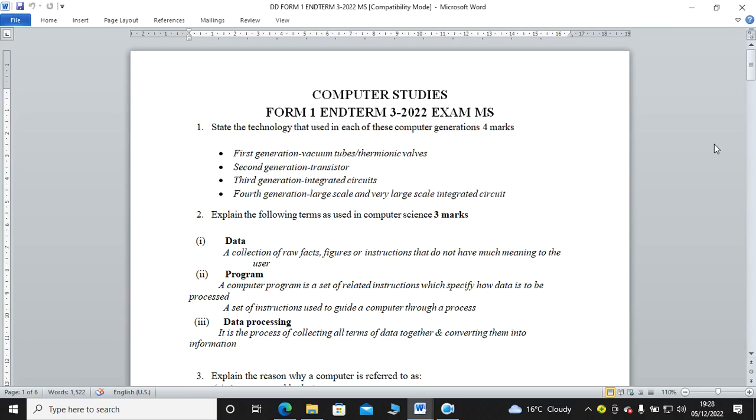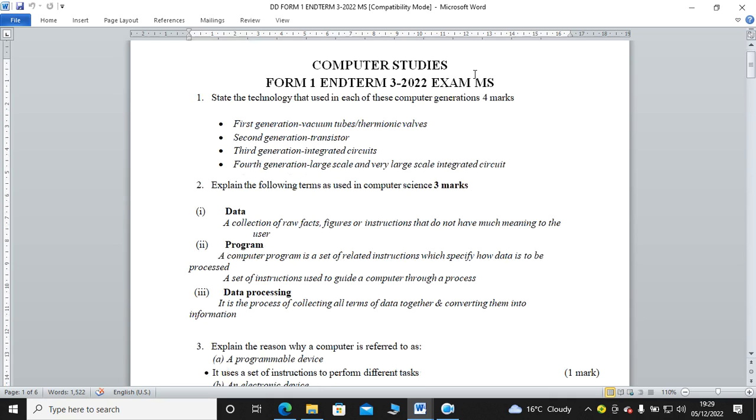So hi guys, let's look at Computer Form 1, that is End Term 3, year 2022. The first question was: state the technology that was used in each of these computer generations. We have 4 marks. So we have first generation, second, third and fourth.